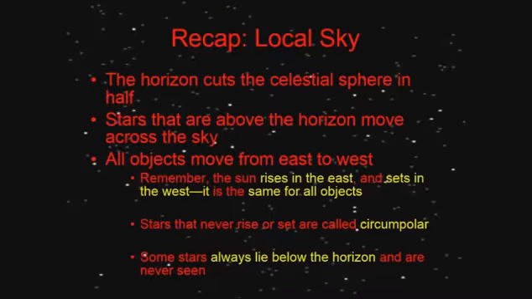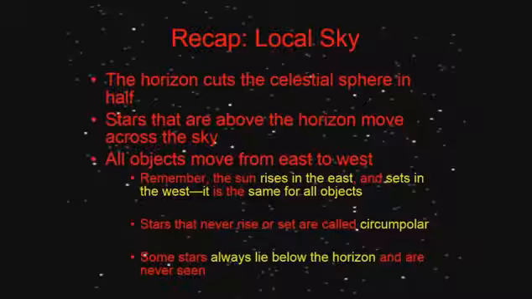So just as a recap, remember the horizon that you're looking at cuts the celestial sphere in half. So if you're in the northern hemisphere or the southern hemisphere, you should only theoretically see half of the sky at any one time. So stars that are above the horizon will move across the sky, and objects will move from east to west. So remember, the sun rises in the east and sets in the west. That'll be the same for the constellations. They'll also do the same thing.